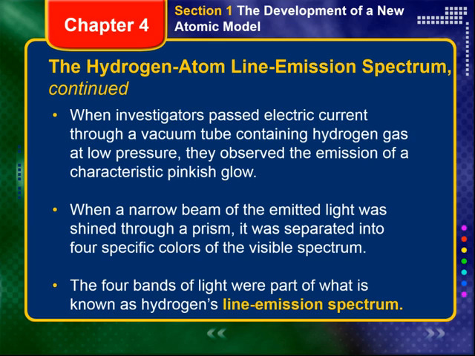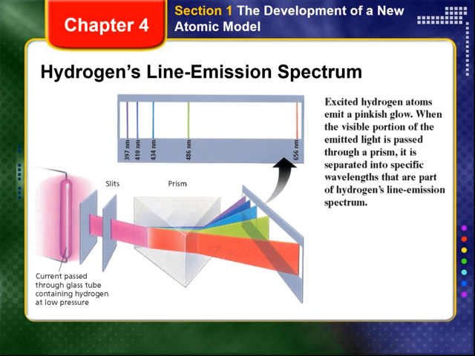When a narrow beam of emitted light was shone through a prism, it was separated into a series of specific frequencies, and referring back to c is equal to lambda nu, therefore specific wavelengths of visible light. The bands of light were part of what is now known as hydrogen's line emission spectrum. And again, the production of hydrogen's line emission spectrum is illustrated in figure 4-5.